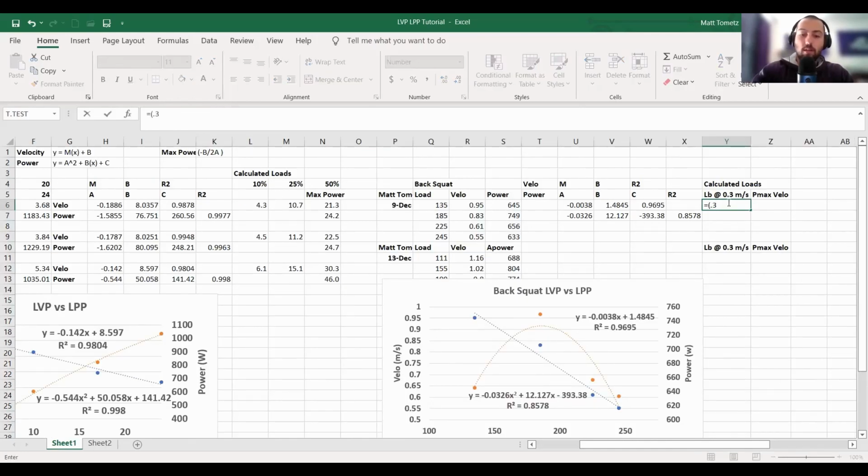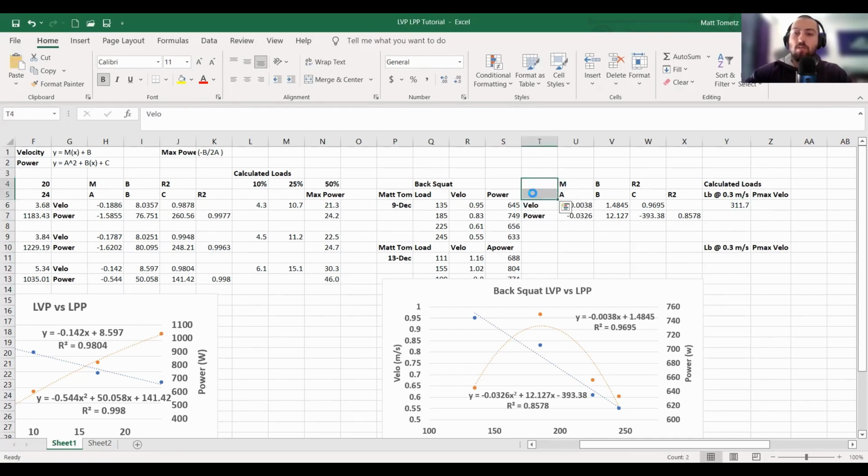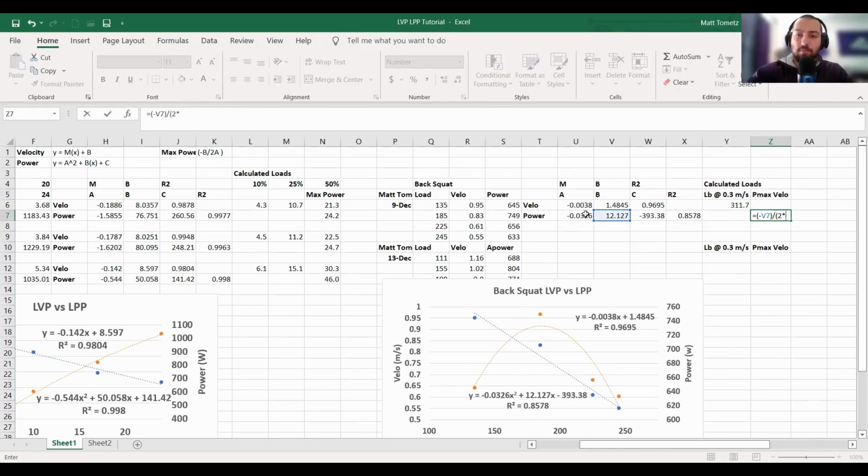So equals parentheses 0.3 minus b, parentheses, divided by m. So my projected 0.3 meters per second is 311.7 pounds. All right. So now I want to know what my velocity is for my projected max power. So I'll do that right here. Remember, it's negative b, parentheses, negative b divided by 2a. All right. So this is saying my pounds lifted for max power is 186 pounds.